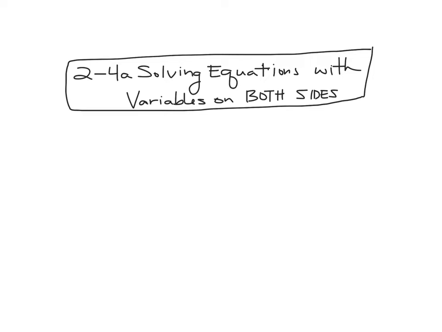We are doing 24A, which is solving equations with variables on both sides of the equations. And often this can be a stumbling block for some people because you're so used to combining like terms. And now there's going to be an X on the left and an X on the right, and you're not combining like terms anymore. So let me just show you what it's going to look like first of all.